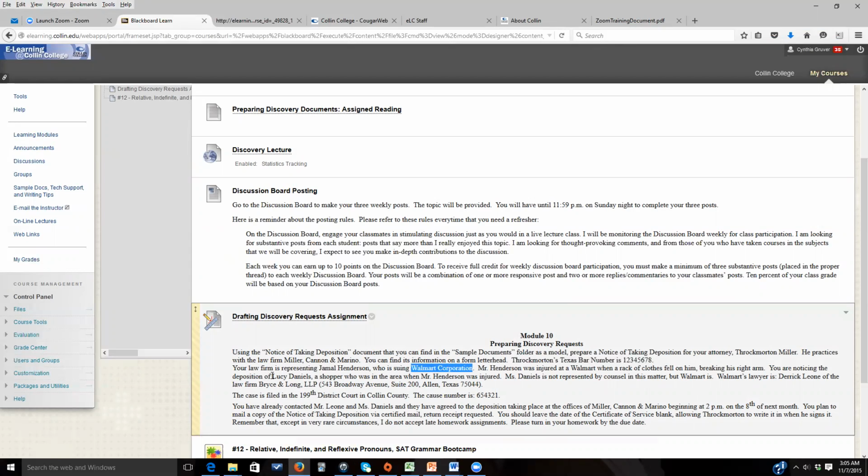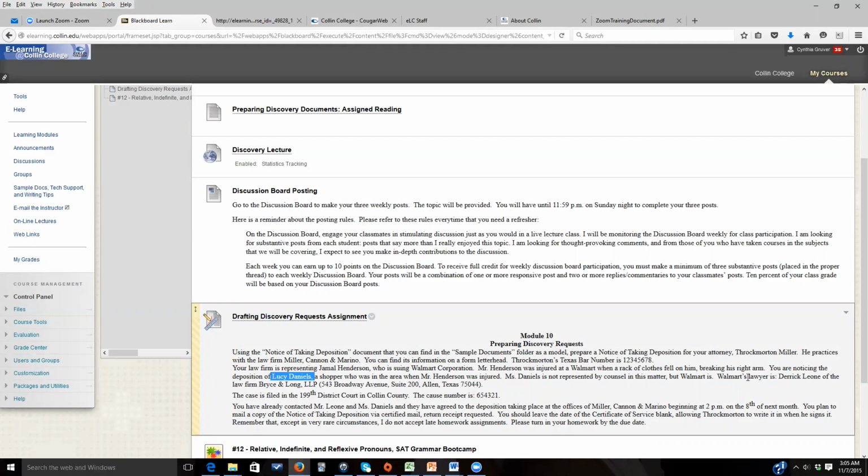You are noticing the deposition of Lucy Daniels. So that's our person. A shopper who was in the area when Mr. Henderson was injured. Miss Daniels is not represented by counsel in this matter. I mean, why would she? She was just hanging out, just doing some shopping. Walmart, of course, is represented by an attorney. So who is Lucy Daniels? Think about that. Is she a party or non-party?